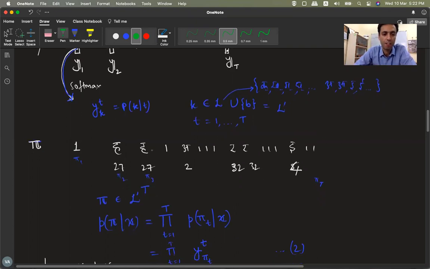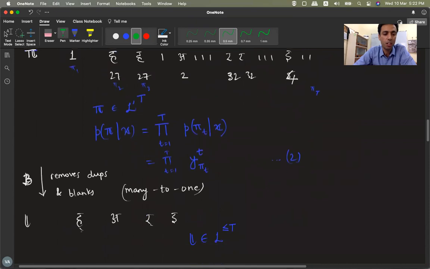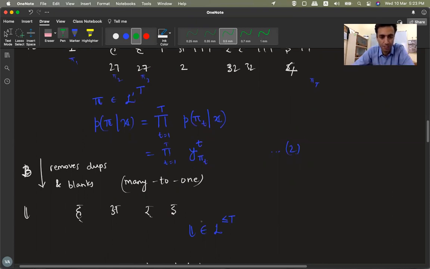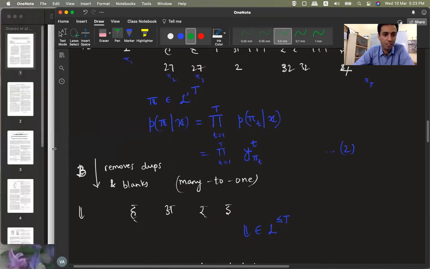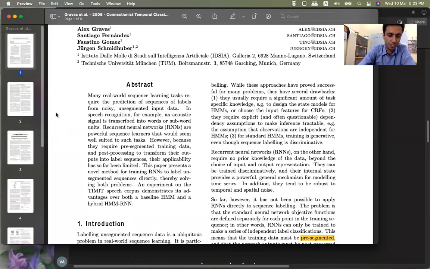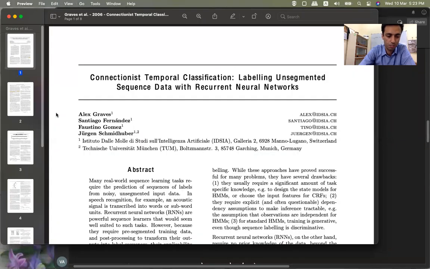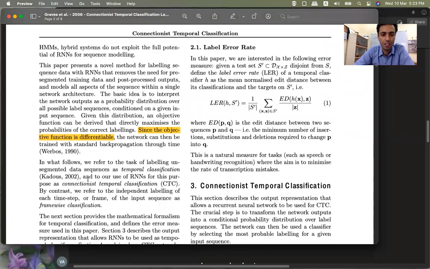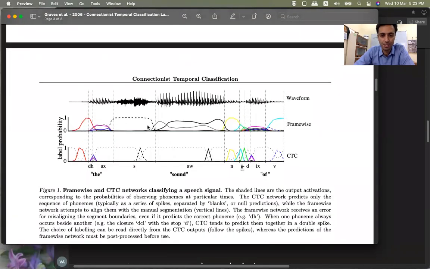This is pi. And from this pi, now we string it into the final label, Hari, using a mapping B, which is simply deduping and removing the blanks. So deduplicate means remove the duplicates and then remove the blanks. Then you get Hari. It will be nice to see this figure. So see, this is CTC learning.